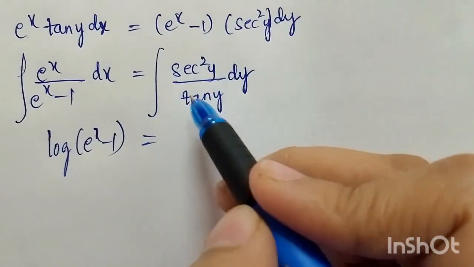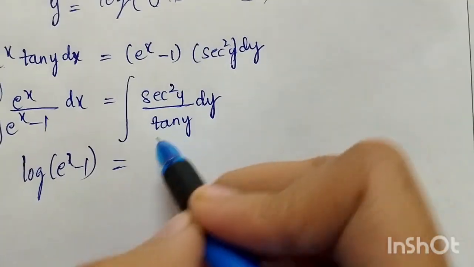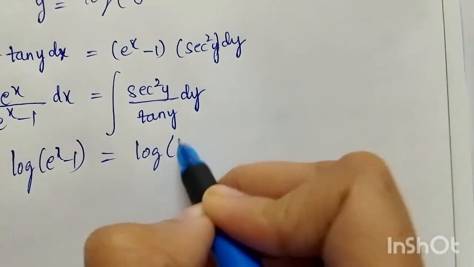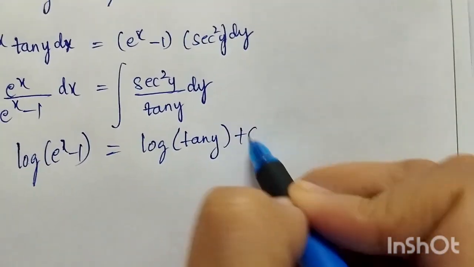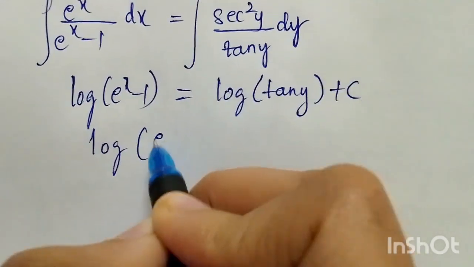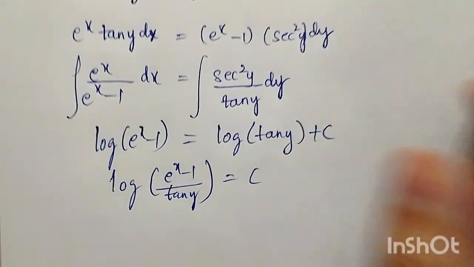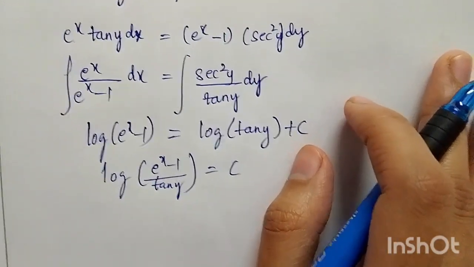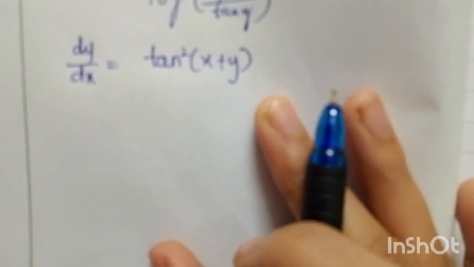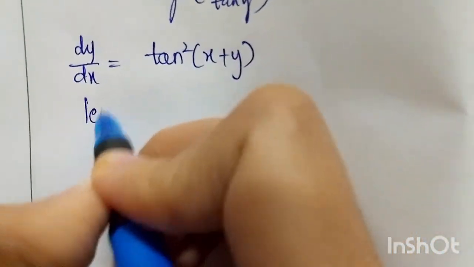On this side, what is the derivative of tan y? Secant square y, right? So this is also log tan y plus c. If I want, I can write it as log of e power x minus 1 by tan y is equal to c. So this is how you find the solution. Now see this question: we cannot separate x and y. In these cases, this is case 2, the equation reducible to variable separable. In this case, we should take a substitution.